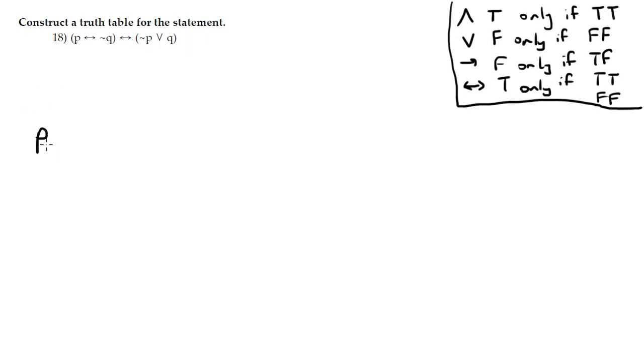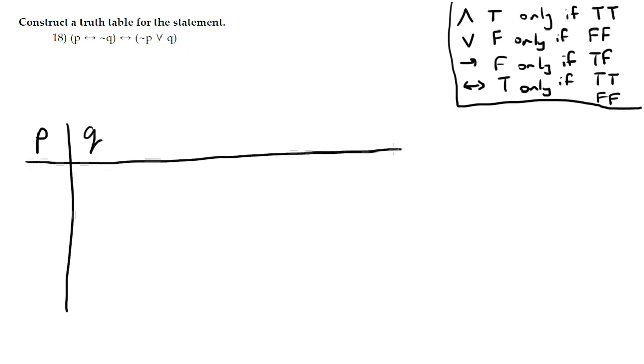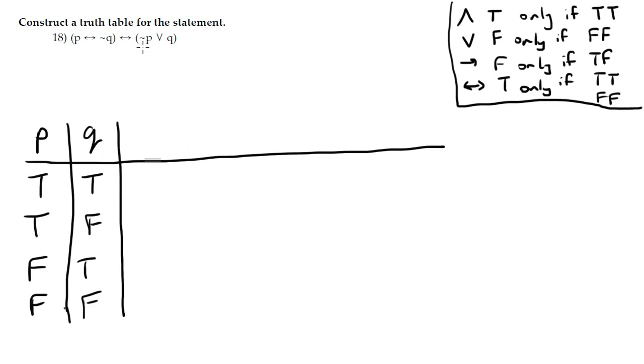So we have two simple statements, P and Q. We always start off this way when we have two simple statements: true, true, false, false, true, false, true, false. I also have a not P and a not Q. So let's build those two statements with only one letter, one statement.